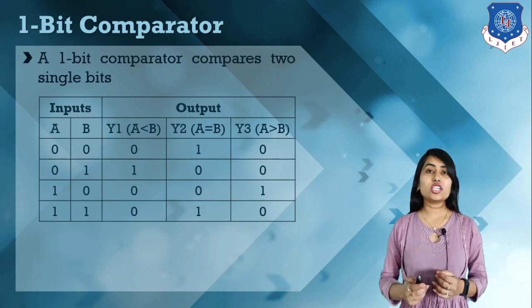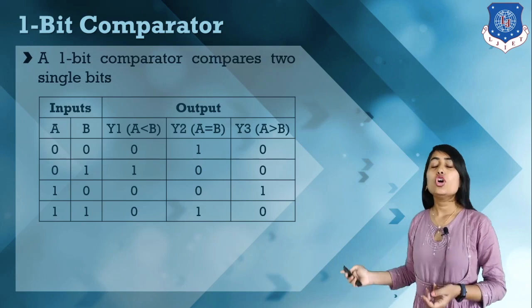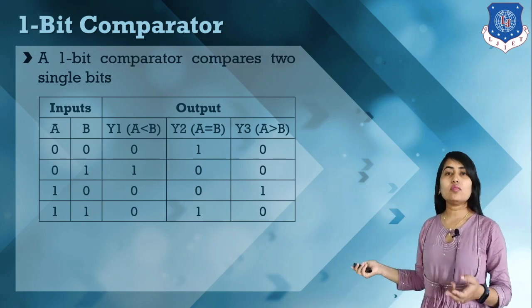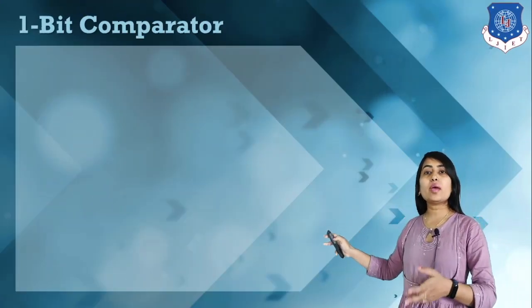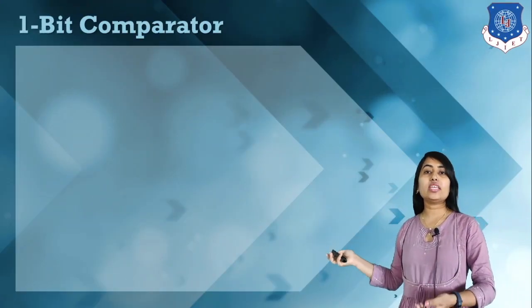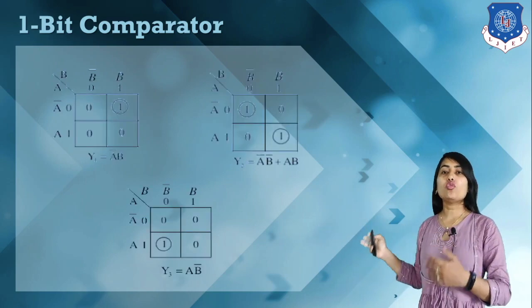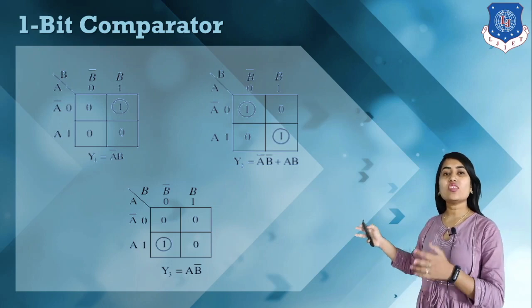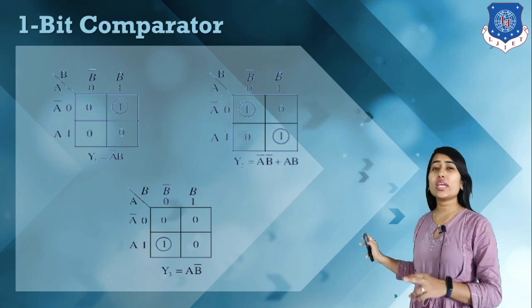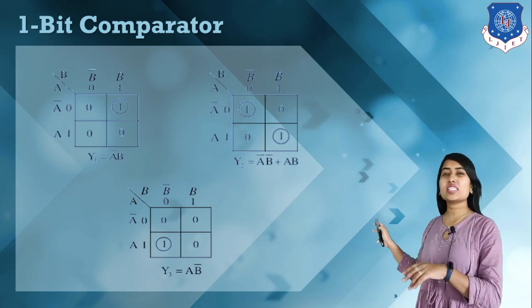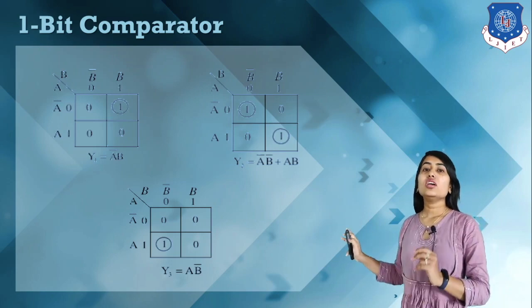Now we can calculate output expressions in terms of A and B using K-map, and then we can draw the logical diagram for the 1 bit comparator. Here we have this kind of K-map for y1, y2, y3, and here we have the logical expressions. y1 is equal to A dash B for A less than B, then y2 is equal to AB plus A dash B dash. Basically this is an XNOR operation. And next we have A B dash.